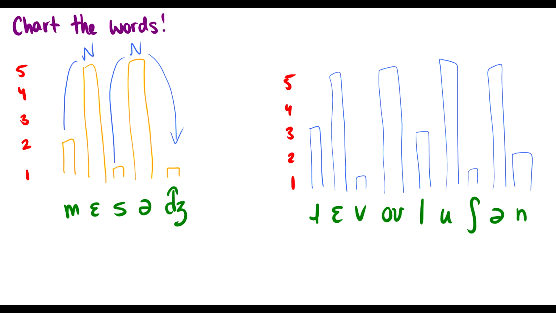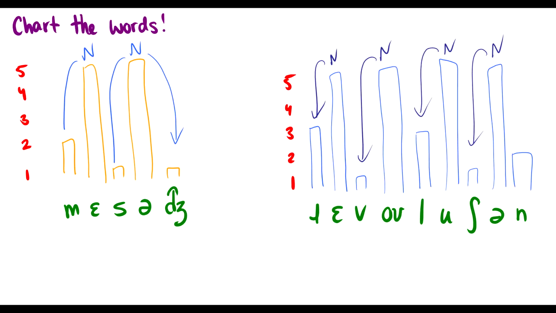Okay. Revolution. 4 syllables. I see 4 peaks here. So I see 4 nucleuses. And what do we do with the nucleus? Well, first we look left and we fill up our onsets. So we fill these up. And then we look right and we fill up our codas. So we have re, vo, lu, shun. Looks good.